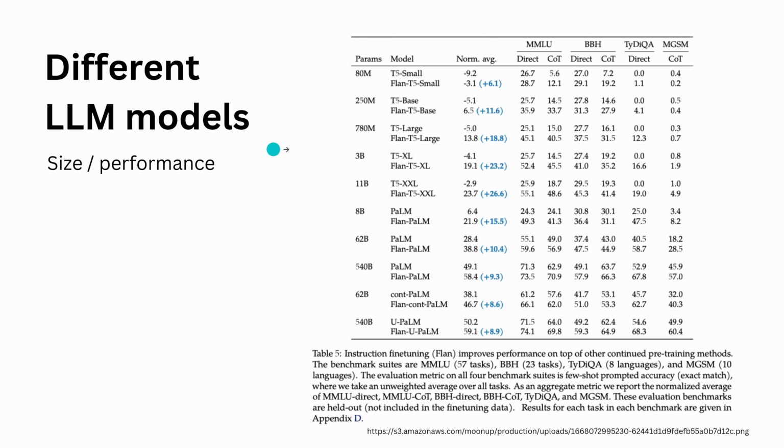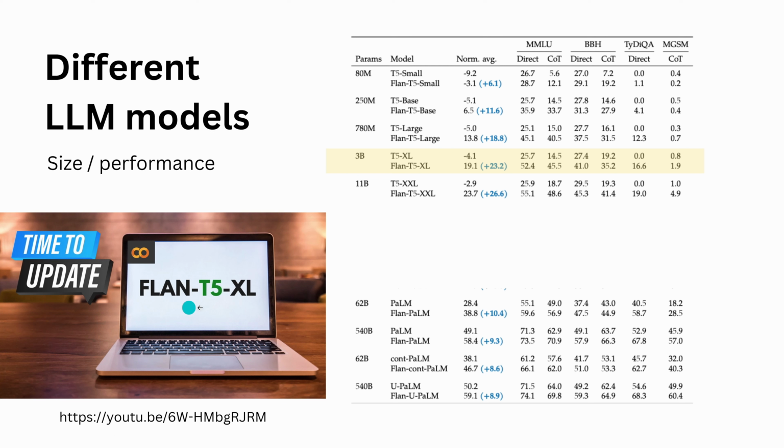Now, I showed you that there are a lot of different LLM models, from some baby models, to some medium-sized models, to some models like PaLM that have half a trillion parameters. And I have a video where I showed you the FLAN-T5-XL model, where we can run an inference task on a free Colab notebook. As I showed you, it is a 3 billion parameter model.